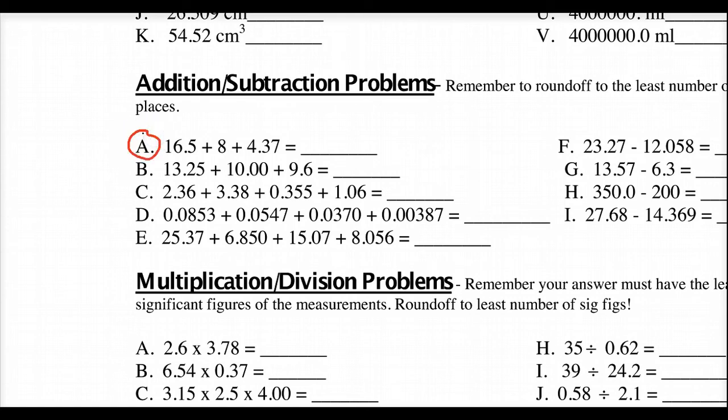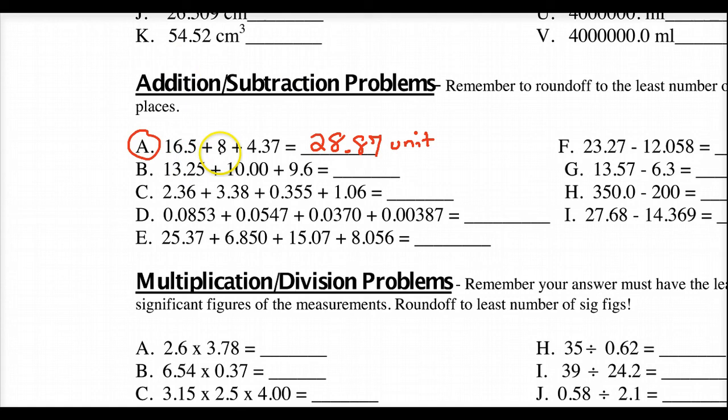So I take my calculator and just plug it in: 16.5. And of course, this represents probably centimeters or something. I left the units off to keep this simple. Plus 8 plus 4.37. Okay, the raw number I get is 28.87, and of course some units, so I'll just write unit. However, don't put that as your answer.